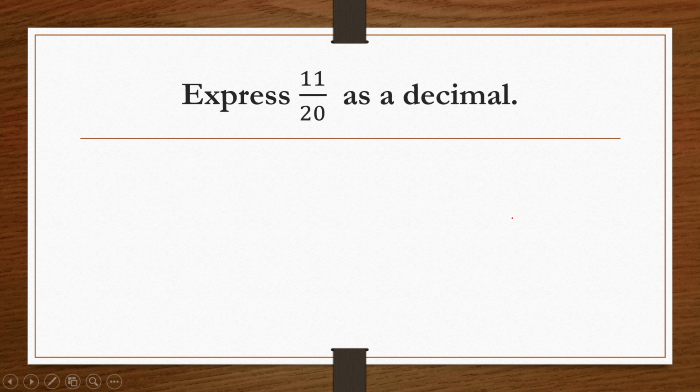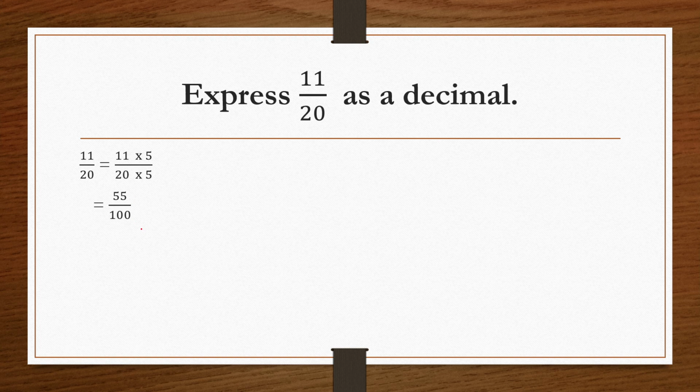Now this example asks us to express 11/20 as a decimal. In this case, instead of trying to change it to a fraction with denominator 10, I would choose to multiply the fraction by 5 in the numerator and denominator to make it a denominator of 100. So 11 multiplied by 5 gives me 55, and 20 multiplied by 5 gives me 100. So I would get 55 over 100.